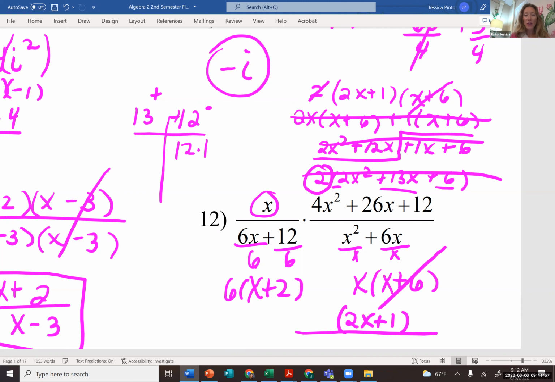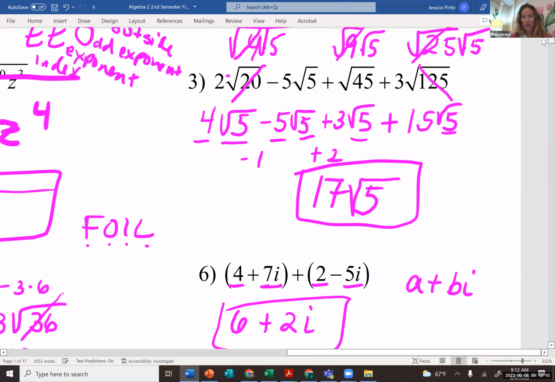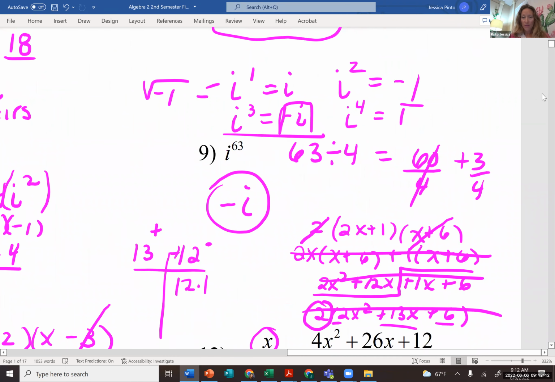Then I have the 2. That's going to cancel out with the 6, turning the 6 into a 3. So there's going to be a 3 left over in the bottom. Excuse me, I need to scroll up a little bit. Oh, no. Oh, darn. Okay.